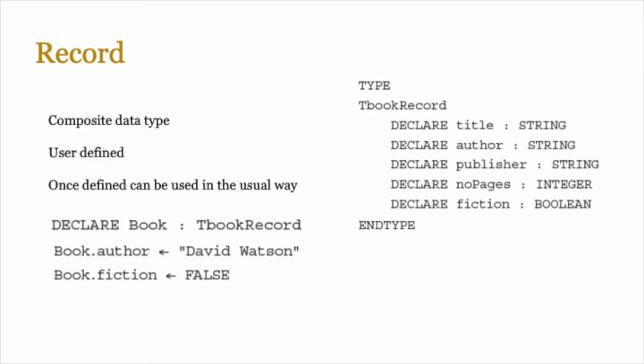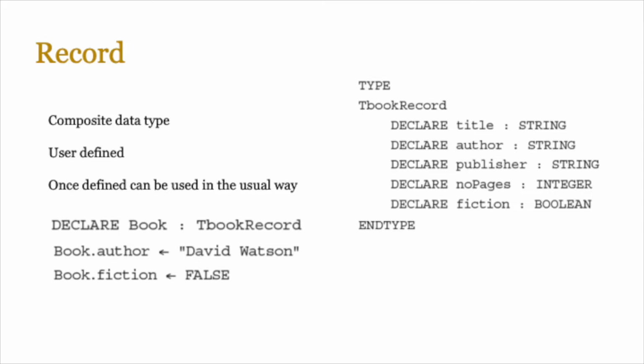So what's a record data type? Well, we know that it's a composite data type. It's user defined. It doesn't exist until you define it as a programmer. Once defined, it can be called and used in the usual way. So to start a record data type, you start with TYPE in capitals, and then you give the name of whatever the record is. In this case, we're going to create a book record. We're going to call it TBookRecord. Why do we use that notation? Because T identifies a custom type. BookRecord is obviously the name of that record.